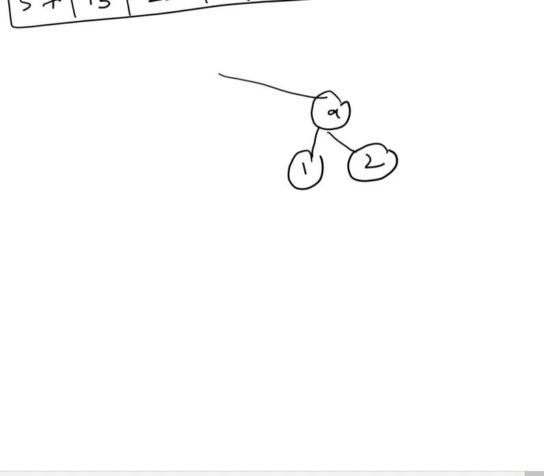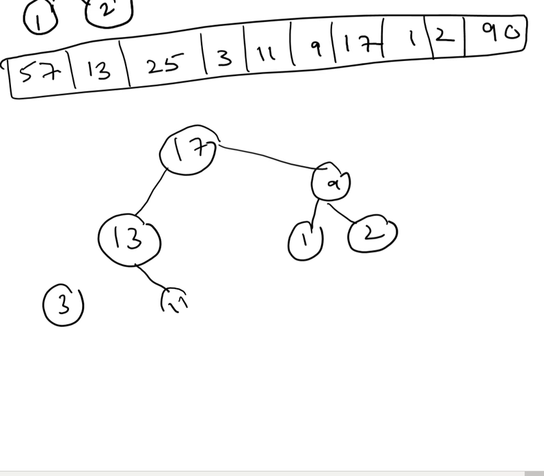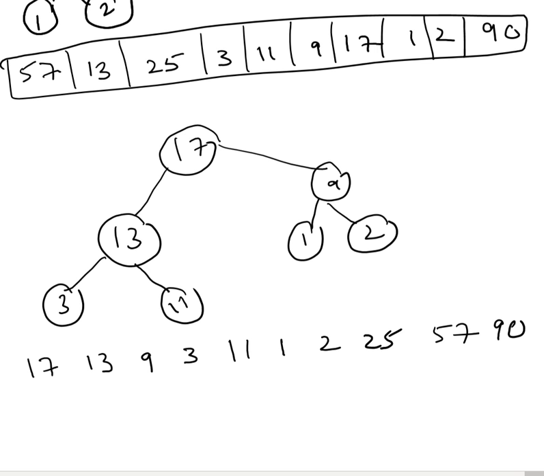What is the root here? 17, 9, and here will be 13, 3, and the 11. Now what will the elements be? 17, 13, 9, 3, 11, 1, 2, 25, 57, 90. I replaced 57 here.